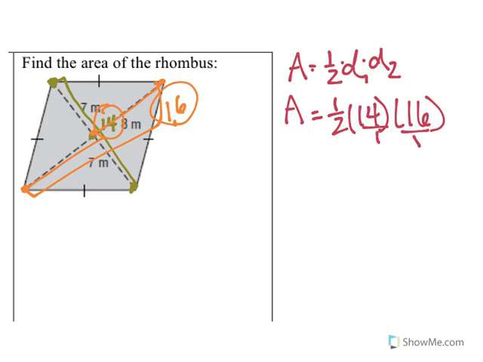Again, I can multiply three numbers. Cancel out the 2. I'm left with a 7. 7 times 16 is 112. This time I was given a unit, so I have to use m, meters squared.